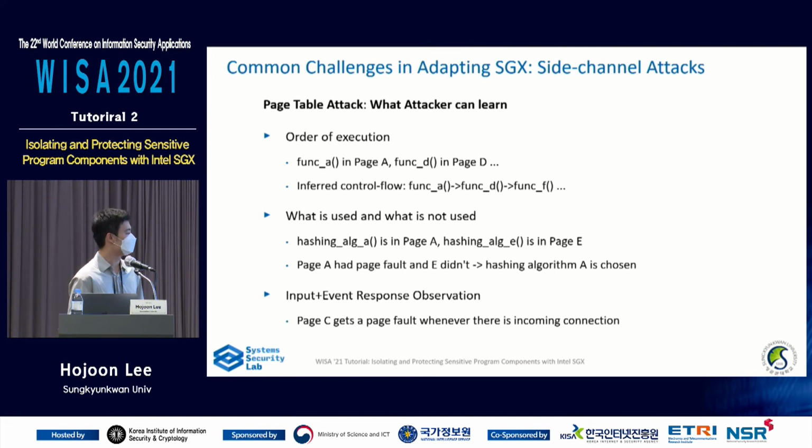For example, this is a pattern you commonly see in complex libraries. You use function pointers to connect whichever function is currently being used, and you simply don't use the others. So by looking at which page is used and which is not, you learn which algorithm is used inside the enclave. You can also observe input plus event response: if a packet comes in and page C always responds, then you can probably learn that page C contains some kind of event handler.